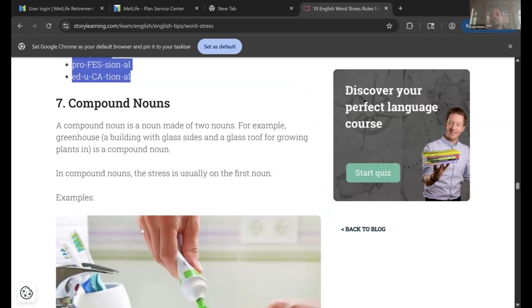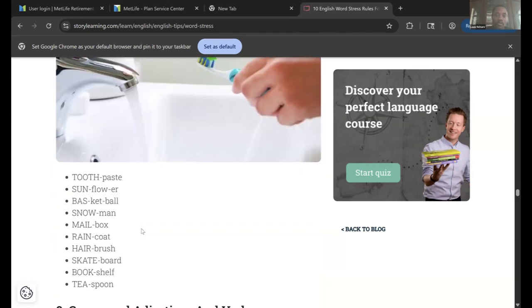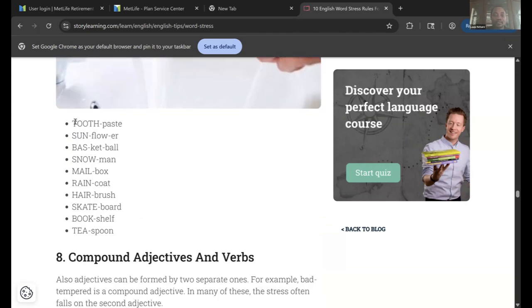Now, 7, compound nouns. Now we have a combination of two nouns coming together to make a noun. How do you pronounce it? A compound noun is a noun made of two nouns. For example, greenhouse, a building with glass sides and a glass roof for growing plants. In a compound noun, the stress is usually on the first noun. Example. Okay, you can read that.